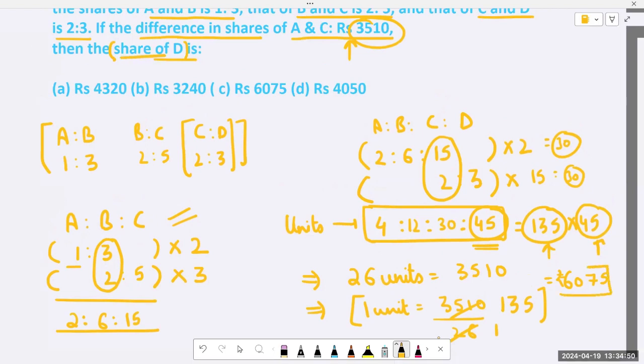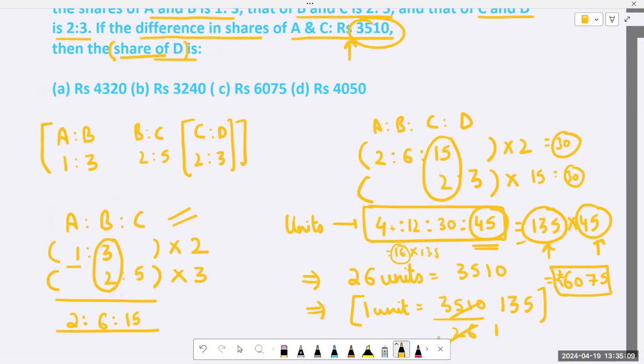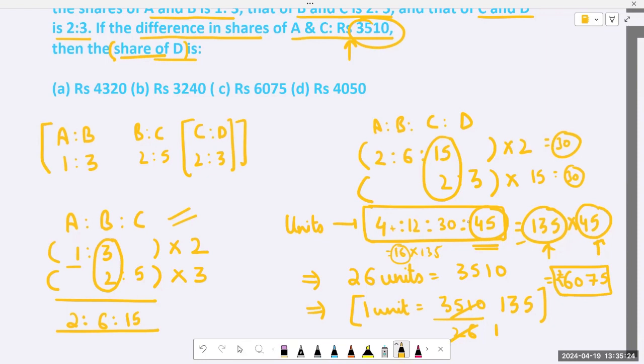So this particular value is the share of D. If they were asking maybe the sum of shares of B and A, then we would have summed these ratios, for example 14 plus 12, and then multiplied by the value of 1 unit, which is 135, and that would be the answer. This was just an example. The question can be created in any manner, which we should know just with the basic concept.